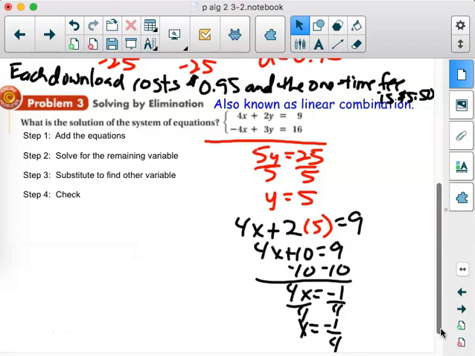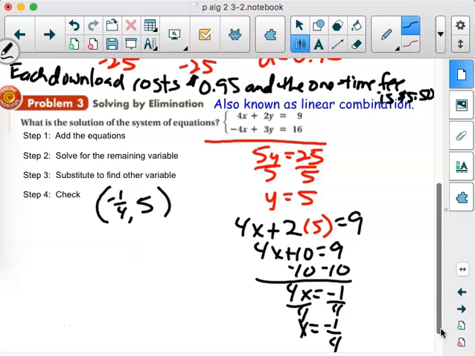And then just like we did earlier, we would take our nice ordered pair of negative 1/4, 5, and we would plug it into both of them and make sure it works. So while you guys are writing that down, I will plug this in up on the TV up there so that you can see this is going to work.